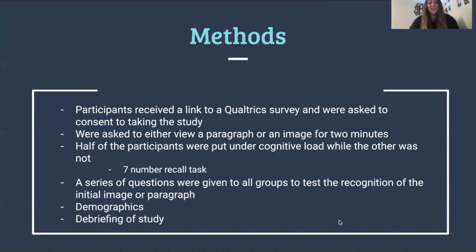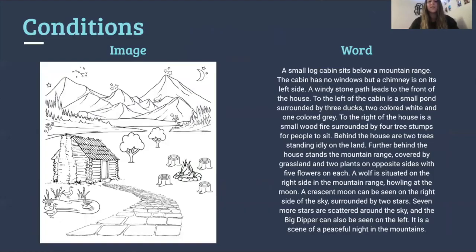And so in our study, participants received a link to the Qualtrics survey, and then they were asked to sign an informed consent form. And then once they signed that, they were put into two conditions. Either they had an image condition or a word condition. And so you could see here that they either viewed the image or they viewed the paragraph.